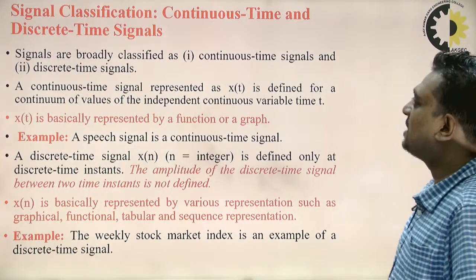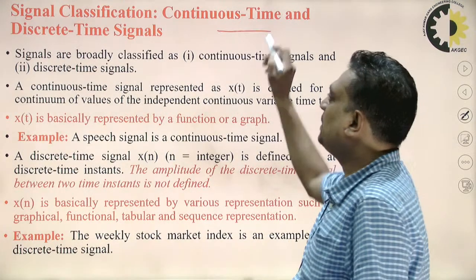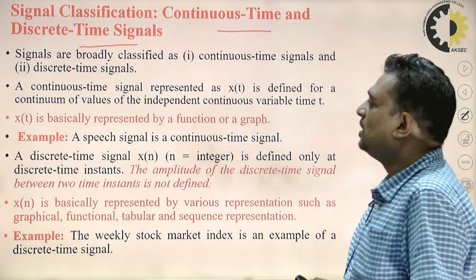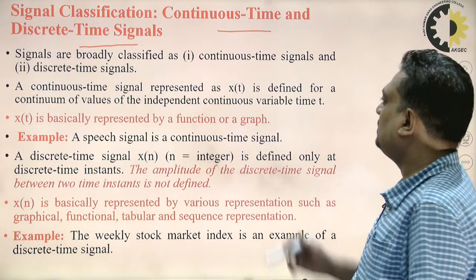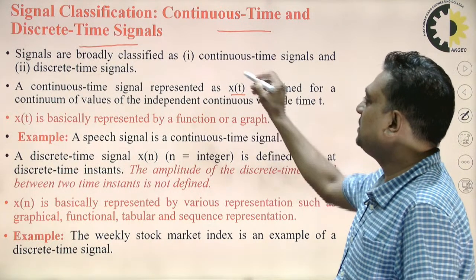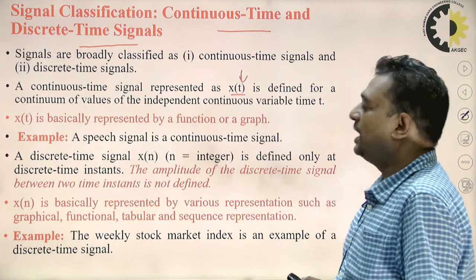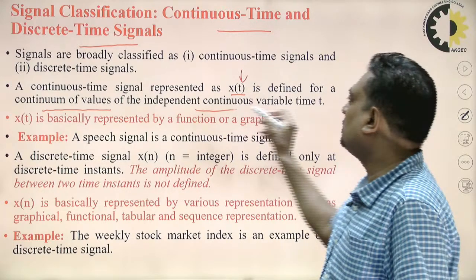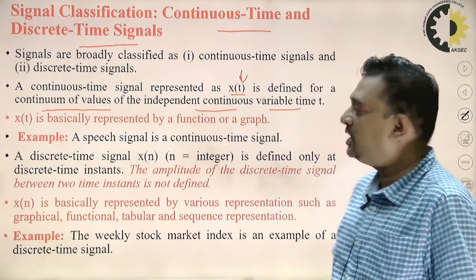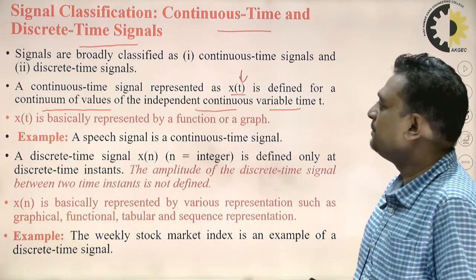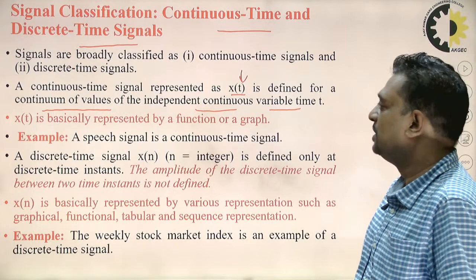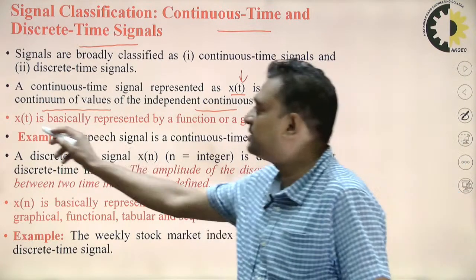Now signals can be classified as continuous time and discrete time signals. This is the very broad classification of signals. In a continuous time signal, the signal is represented as x(t), where t is the continuous variable, and it is defined for a continuum of values of the independent continuous variable time t. This means time t is continuous throughout the interval, so you have the signal at each and every instant of time.